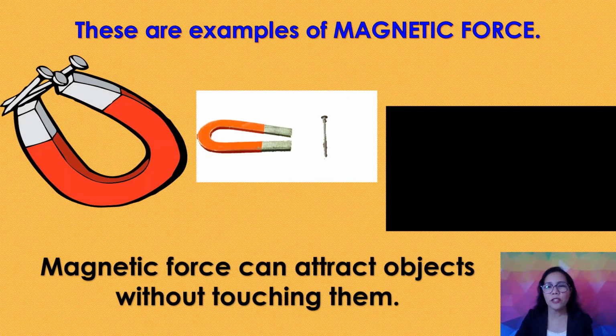Let's move on to the next non-contact force, and that is magnetic force. Look at these pictures, kids. These are called magnets, and there are objects that you can see sticking on them. Why? Because these magnets have magnetic force. Let's read these words. Magnetic force can attract objects without touching them. Do you understand, kids?